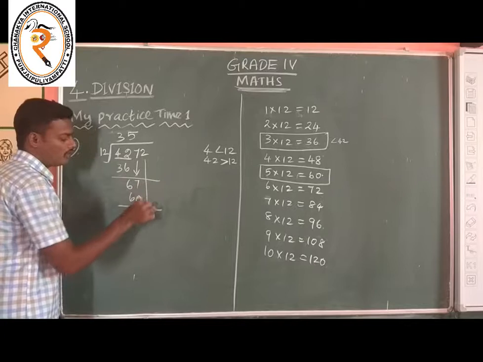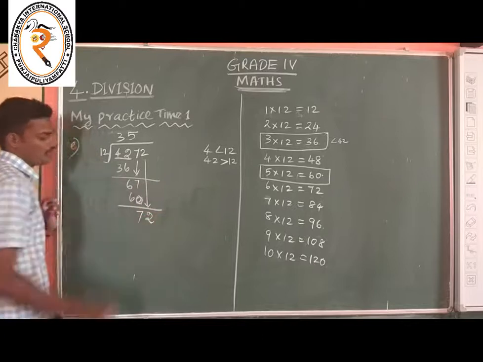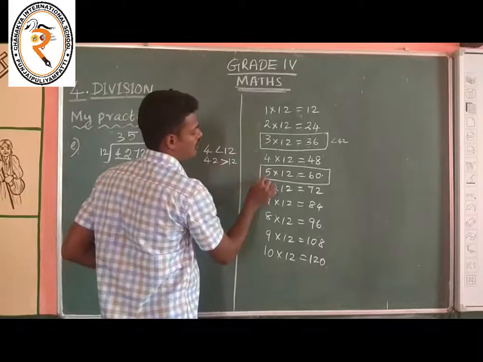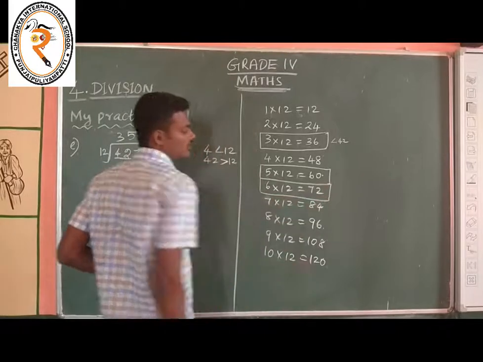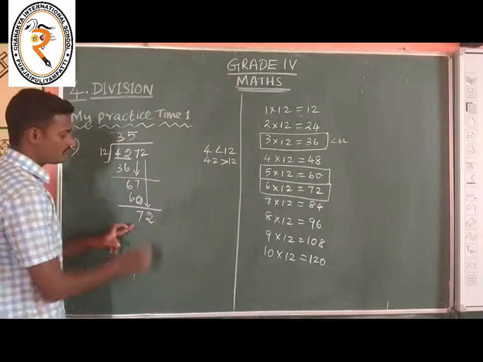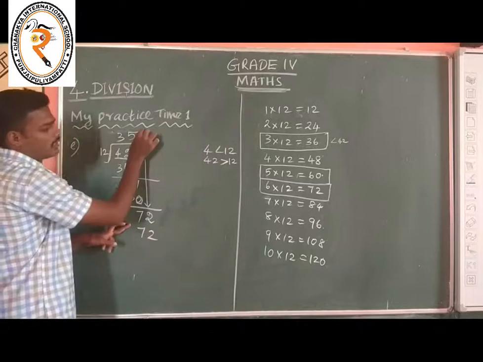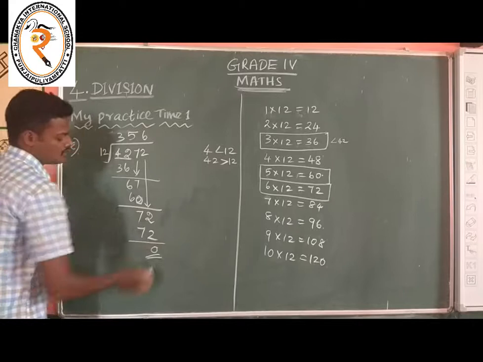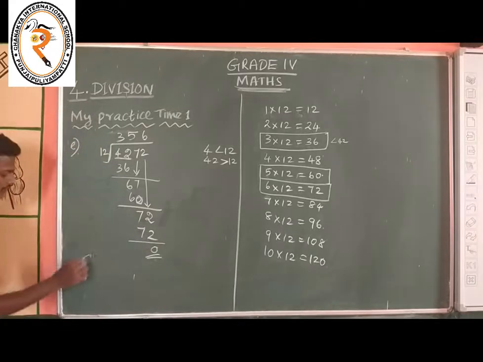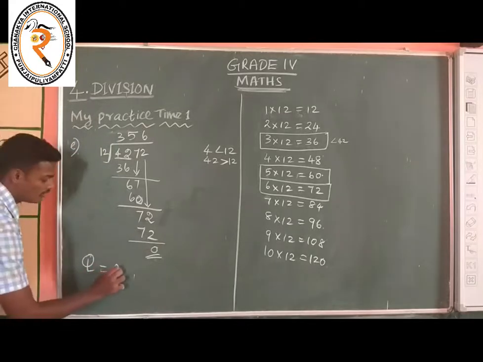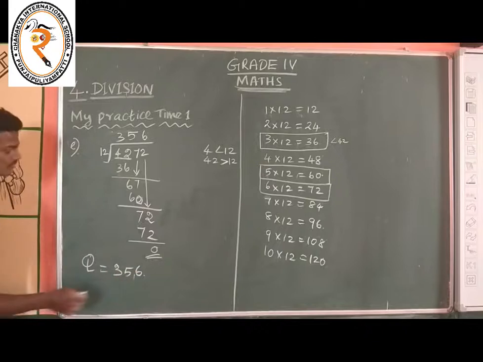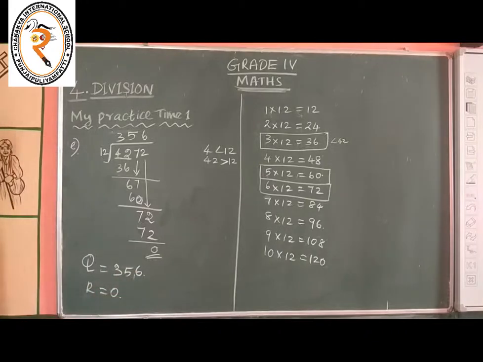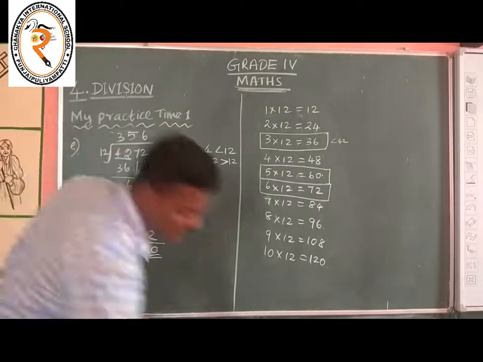Next bring down the value 2, making 72. 72 in the 12th table, how many times? 6 times. So 72 minus 72, the answer is 0. Therefore the quotient is 356 and the remainder is 0. Next one, second question.